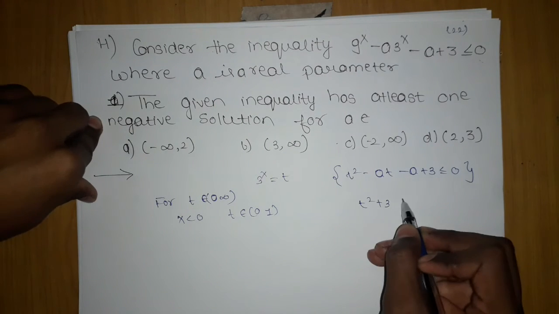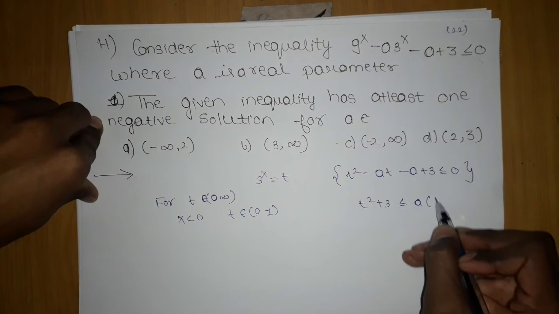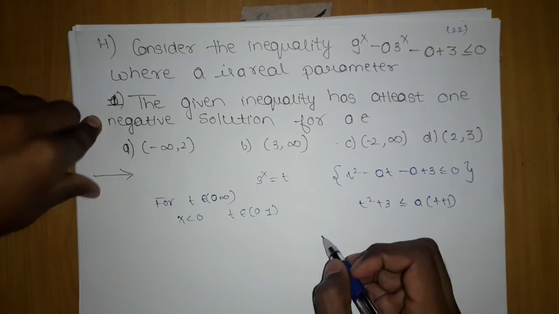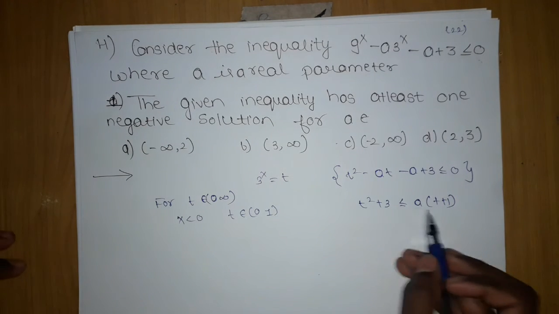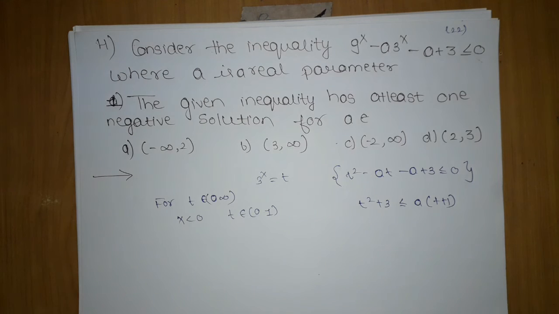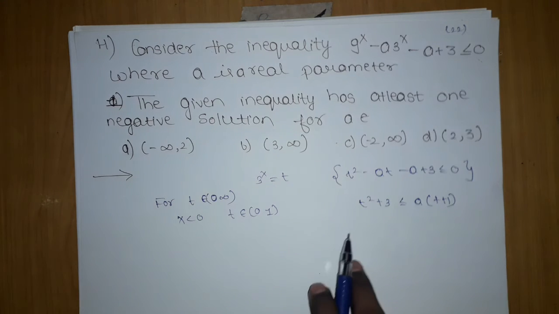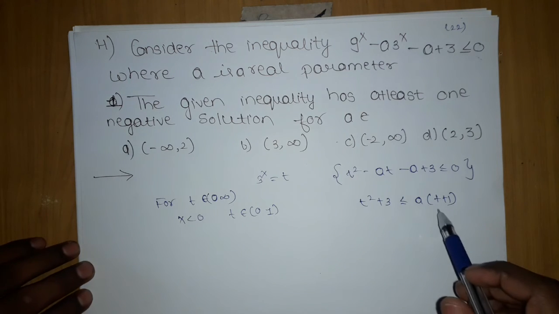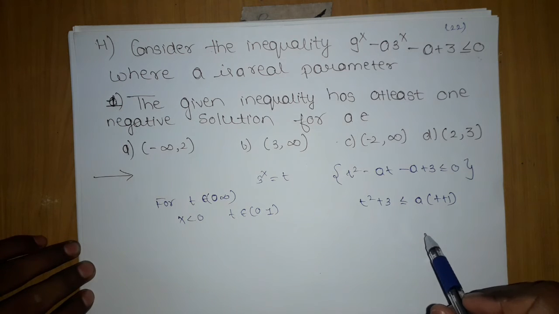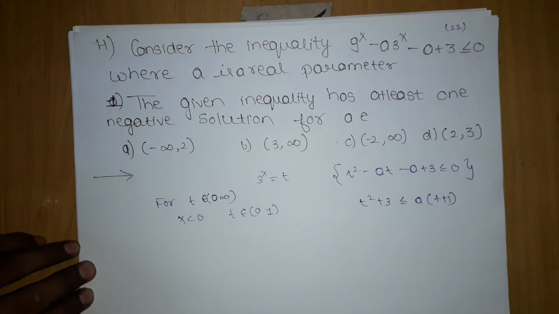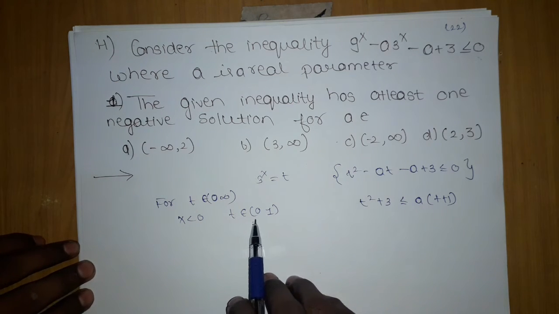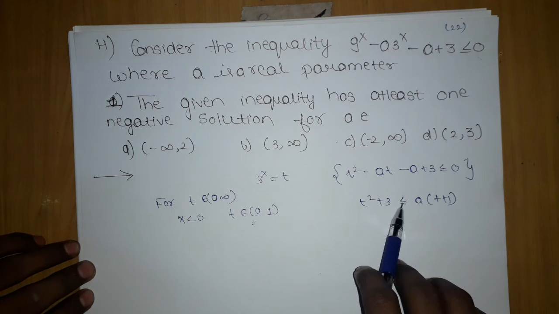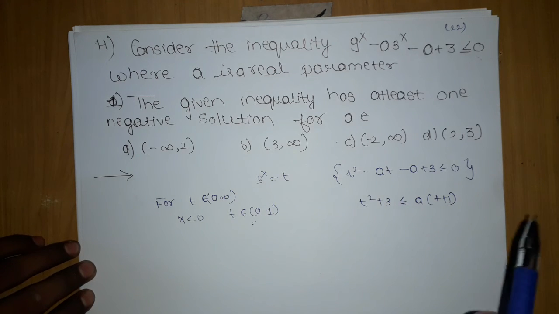t squared plus 3, if I take it that side, becomes a times (t plus 1). Now at some points this is equal to this. I am talking about two functions. If I consider one side as a function, it is a quadratic function. If I consider the other as a function, it is a straight line, a variable straight line because it depends on t. Further on, f of 0: since it should be less than or equal to 0, at some point they should be equal. That will tell us the range.